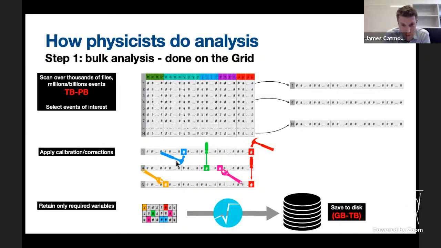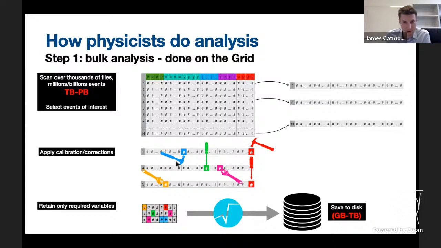And the difference between the files that they are saving are sort of the sizes gigabytes to terabytes, whereas the size of the files that they have been reading and running their program on are terabytes to petabytes. So we're talking really a factor of 1,000 smaller. And these files are small enough for them to then analyze directly, look at directly on their own laptop.